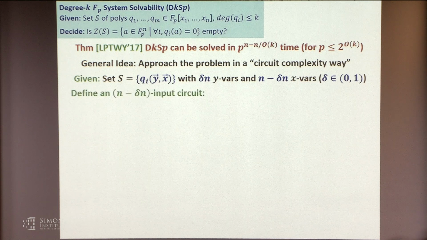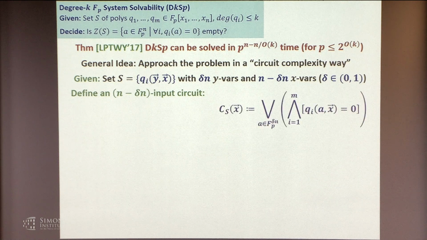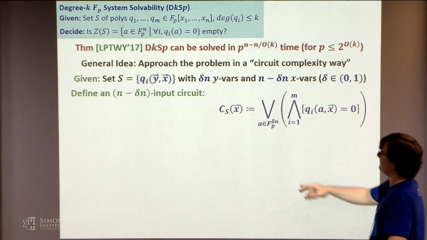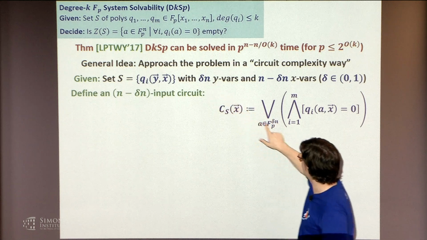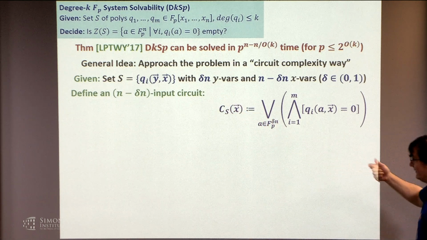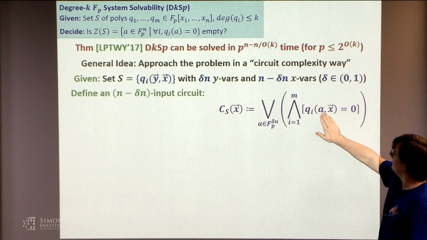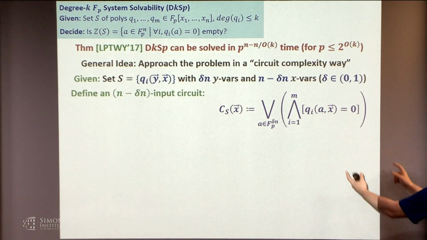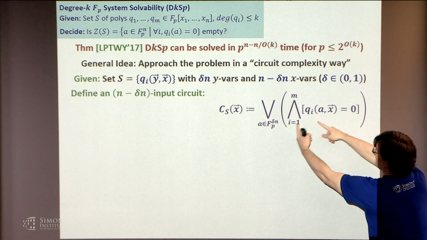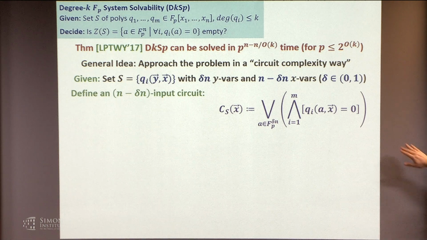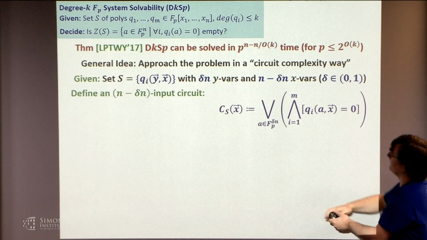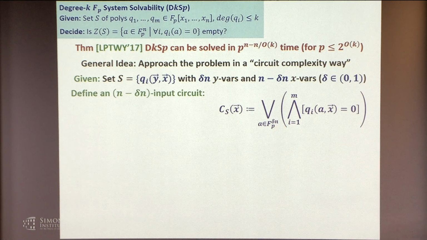And so I'm going to define an n minus delta n input circuit. So that's going to be on the x variables. And the idea, so this circuit is doing what? It's taking an OR over all possible assignments to the y variables. So all possible delta n vectors. It's sticking that assignment in for the y variables. It's checking whether for all equations that equation is 0. So this bracket is just the indicator which outputs 1 or 0 depending on whether the predicate inside is true. So it's just brute forcing, but over p to the delta n partial assignments.